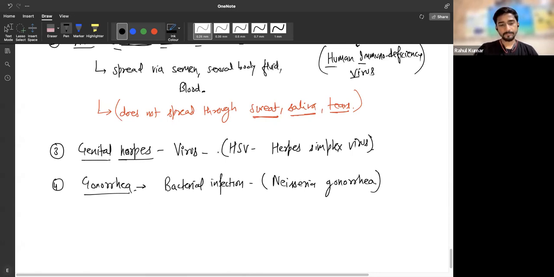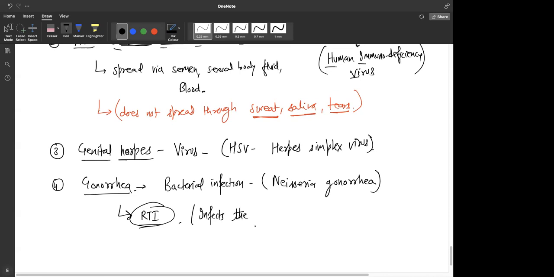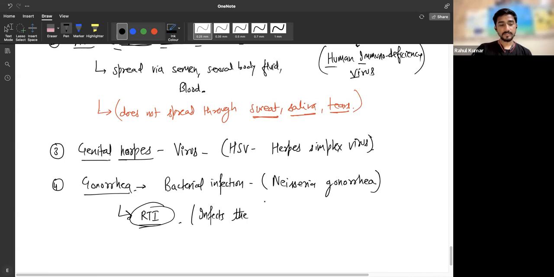And in this also, gonorrhea is an RTI. It is a reproductive tract infection. Write down, it is an RTI. It infects the mucous membrane of the reproductive tract. Write down. Means there will be itching, rashes, and sores. So it infects the mucous membranes.